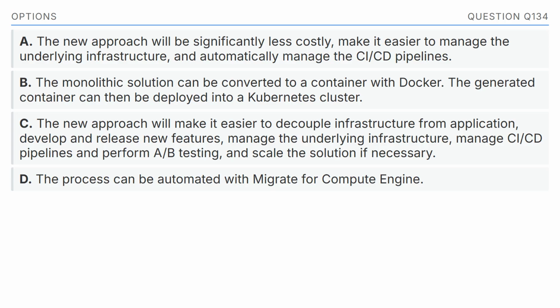Option C, the new approach will make it easier to decouple infrastructure from application, develop and release new features, manage the underlying infrastructure, manage CI/CD pipelines and perform A/B testing, and scale the solution if necessary. Option D, the process can be automated with Migrate for Compute Engine.